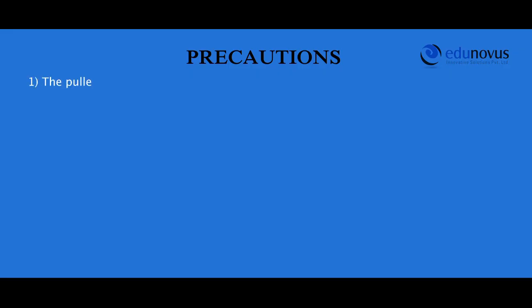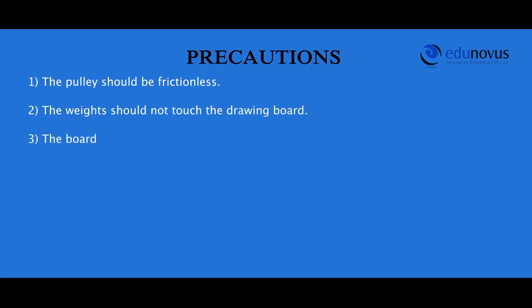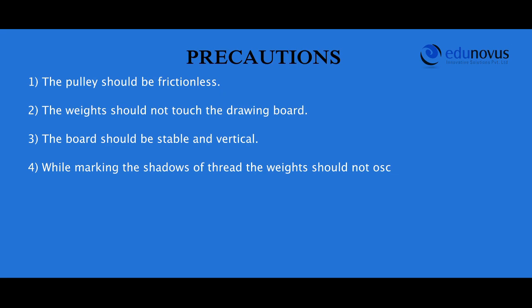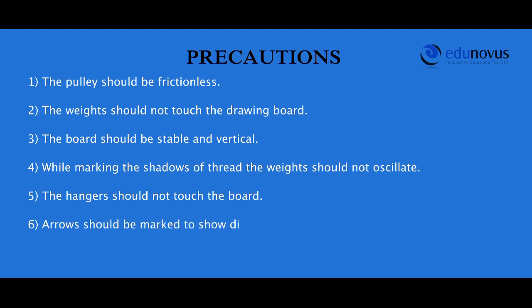Precautions. The pulley should be frictionless. The weights should not touch the drawing board. The board should be stable and vertical. While marking the shadows of thread, the weights should not oscillate. The hanger should not touch the board. Arrow should be marked to show the direction of forces.